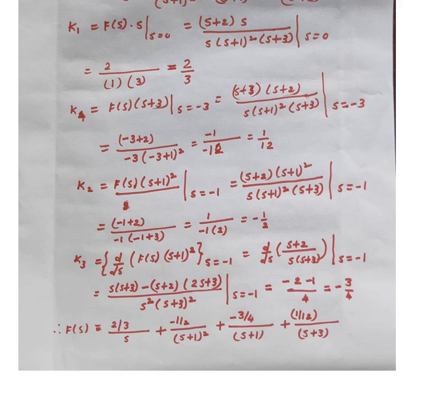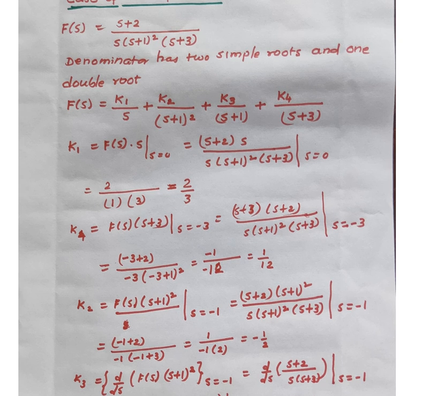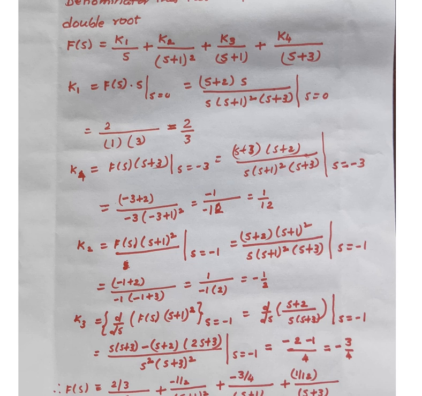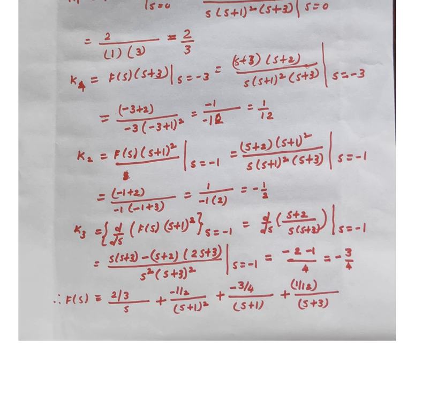So we know k1, k2, k3 and k4 and we know the general format like this. Substitute all the k1, k2, k3, k4. Then we get f of s in the desired partial fraction format. That is, f of s is equal to 2 by 3 by s plus minus 1 by 2 divided by s plus 1 whole square plus minus 3 by 4 divided by s plus 1 plus 1 by 12 divided by s plus 3.